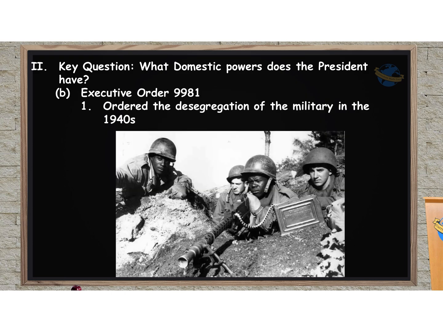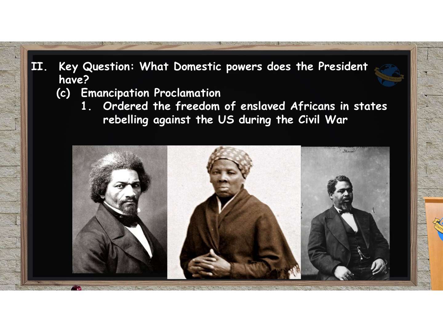In the 1940s, President Eisenhower issued Executive Order 9981, which ordered the military to be desegregated. So Congress did not require the military to desegregate. Instead, that was a decision made by the president as commander-in-chief to order his military officers to integrate all troops. The most famous executive order is probably the Emancipation Proclamation, which ordered the freedom of enslaved Africans in states rebelling against the U.S. during the Civil War. Famously, this is celebrated on Juneteenth Day every year.